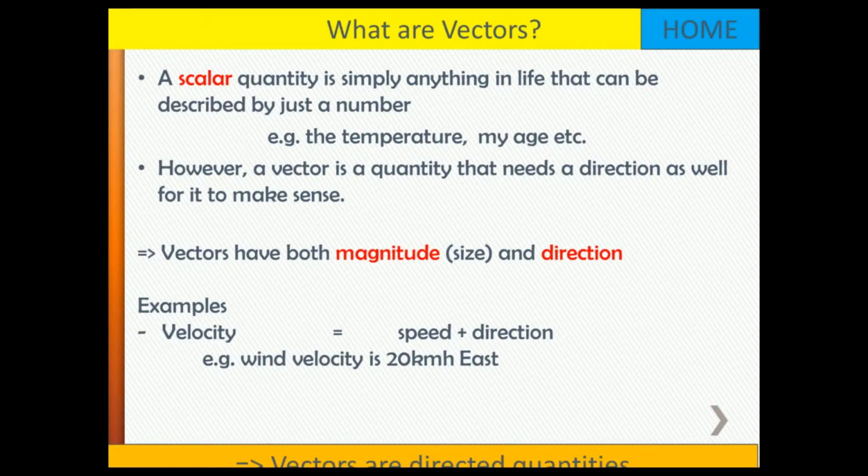The speed of the wind is just 20 kilometers per hour, but the velocity is 20 kilometers per hour in an east direction. They're called directed quantities because the size that they have is directed in a certain direction, for want of a better word.